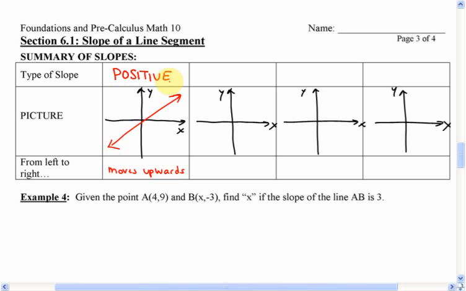What do you think I want to draw on the next one then? Downwards, right. So this is a graph now that moves downwards. Good. And we now know there isn't a rise, there's a negative rise because it's going downwards. So this is what we call a negative slope. Anytime you see a negative slope, your line goes downward from left to right.